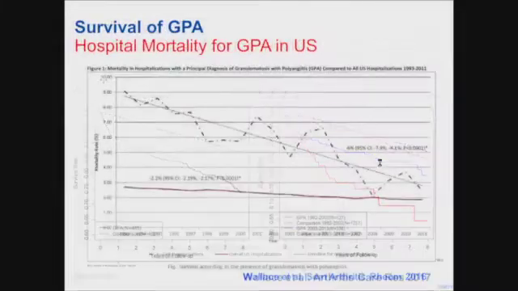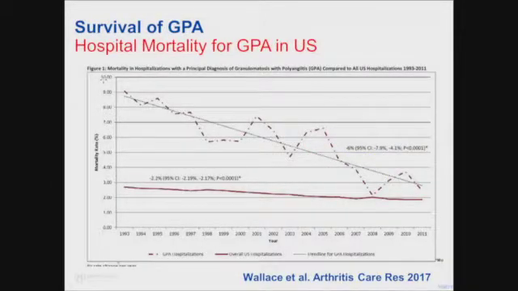And we see the same thing over time in patients who are hospitalized in the United States with GPA. So in 1993, there was a 9% mortality rate of patients admitted to the hospital with GPA, acute disease flare, or a complication thereof. But over time, this has continued to drop dramatically. So we are getting better at treating the patients.